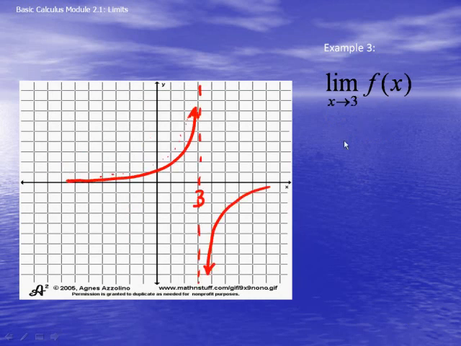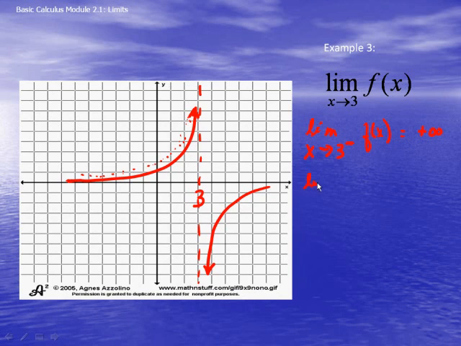We're looking at the limit of f of x as x approaches 3. Once again, we have a vertical asymptote, this time at x equals 3. So let's take a look at the limit as x approaches 3 from the negative side of f of x and see what we get. Okay, so if we're approaching 3 from the negative side, or from the left-hand side, notice that we're going to get positive infinity.